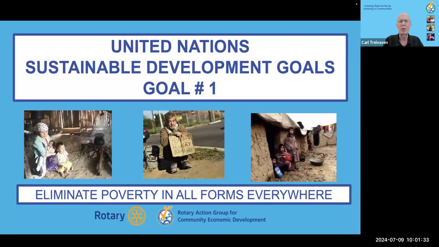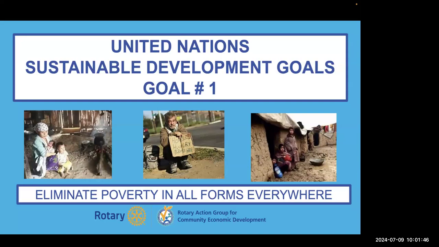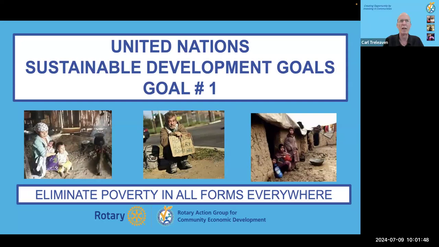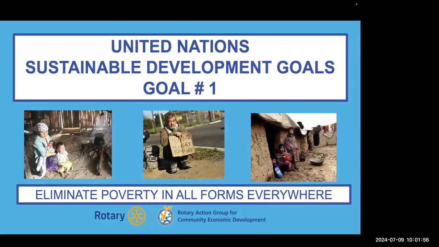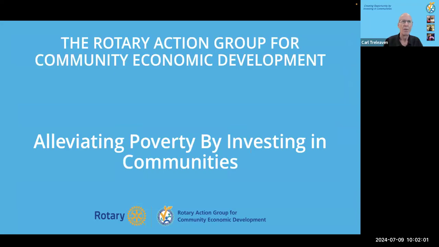I want to begin by giving you a little bit of background on RAGCED, which may be familiar to many of you, but for some of you is not. It really begins with the United Nations Sustainable Development Goals. The first one is the elimination of poverty in all forms everywhere, and that is really the starting point of the work that RAGCED does. Our task is simply alleviating poverty, and our strategy to do it is by investing in communities.